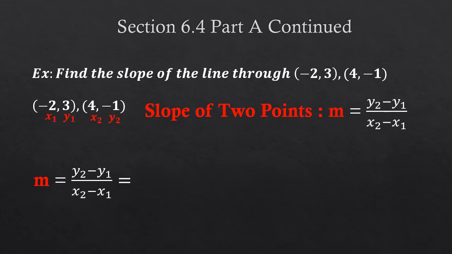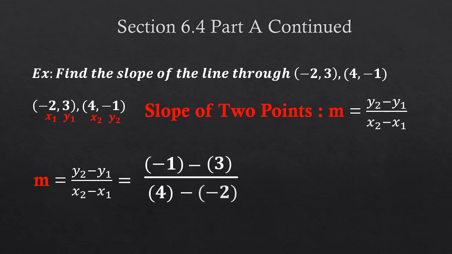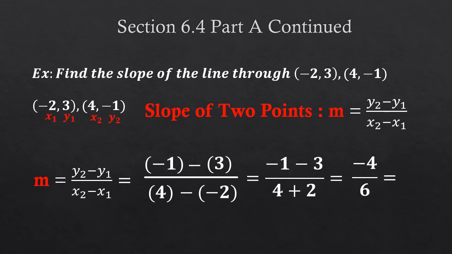So m equals y2. y2 is -1 minus y1, which is 3, all over x2, which is 4, minus x1, which is -2. Here at the bottom, we have a double negative, which is the negative beside the -2, which therefore forces the 2 to become a positive. So what we have now is negative 1 minus 3 over 4 plus 2, which is negative 4 over 6, but that reduces down by 2 to be negative 2/3.